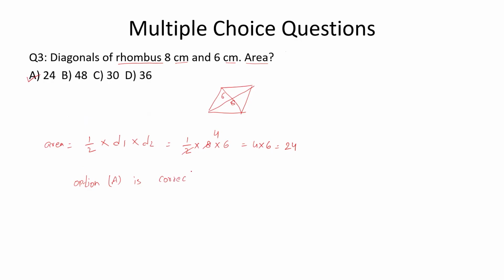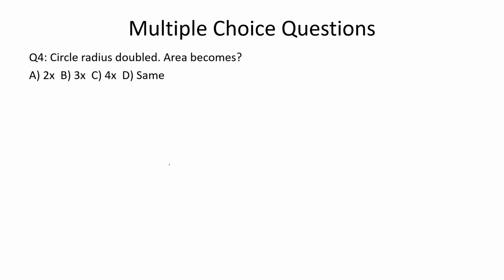You can observe that to solve any problem on this topic, you should be knowing the shapes, terminology, and the formula. That's all. Next problem is on circle. Circle radius doubled, area becomes. So basically they are saying, given a circle, if you double the radius of a circle, how would it affect the area? So this is a shape, right?